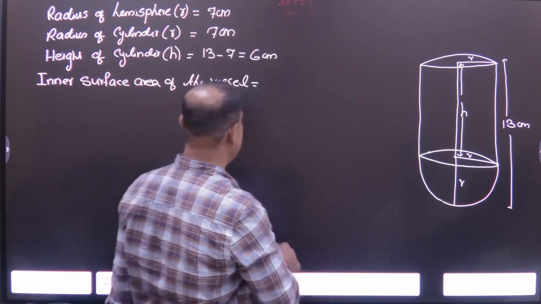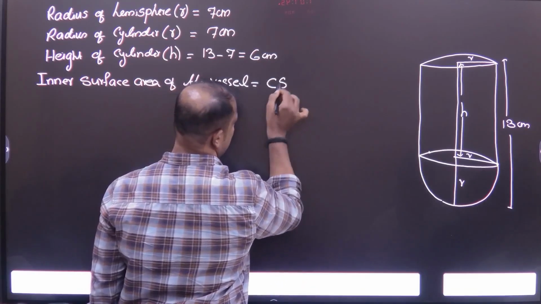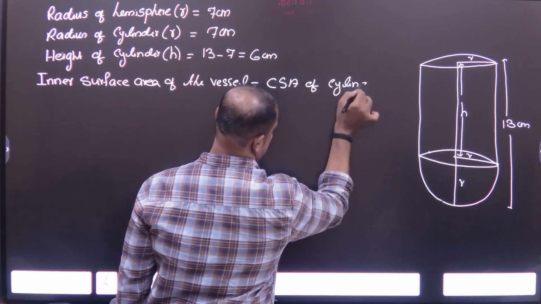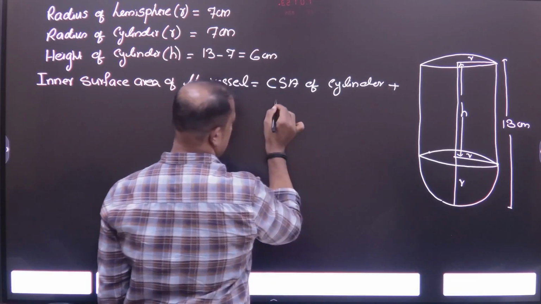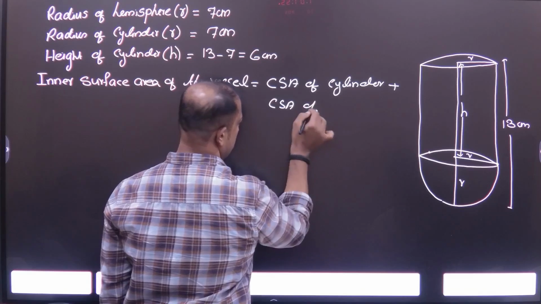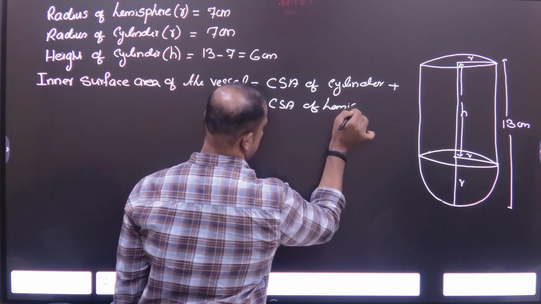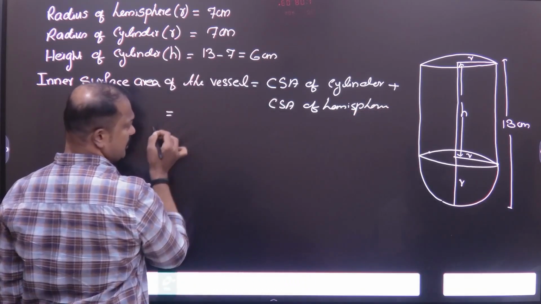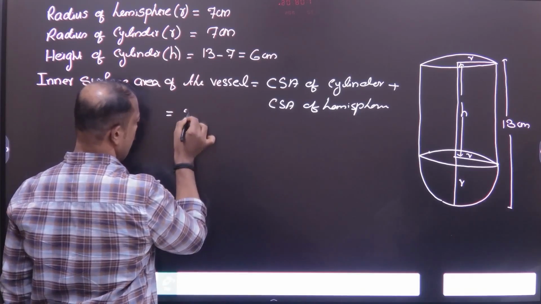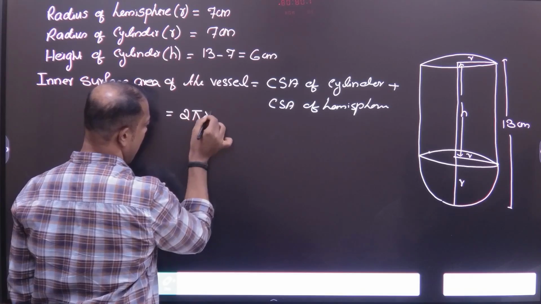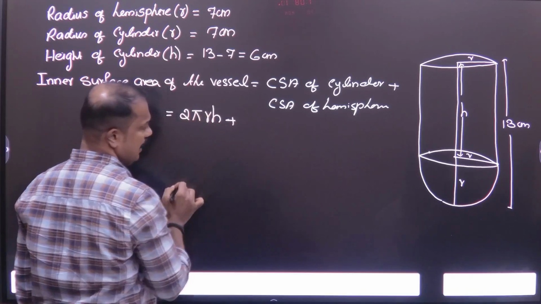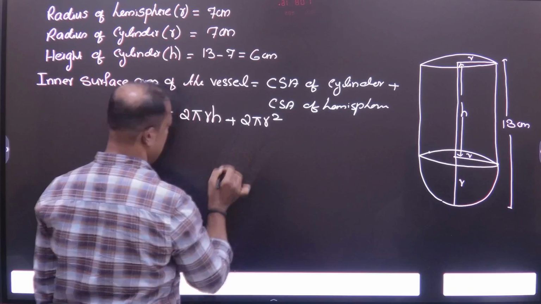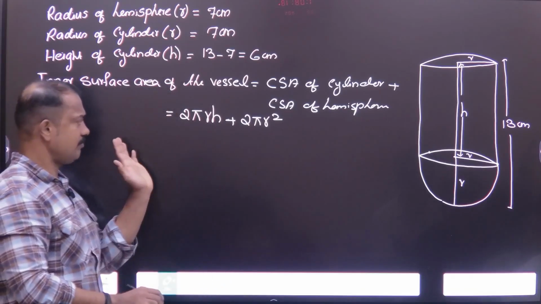CSA of cylinder plus CSA of hemisphere. What is the CSA of cylinder formula? 2 pi r h. CSA of the hemisphere, 2 pi r square. Don't do the calculation part yet.